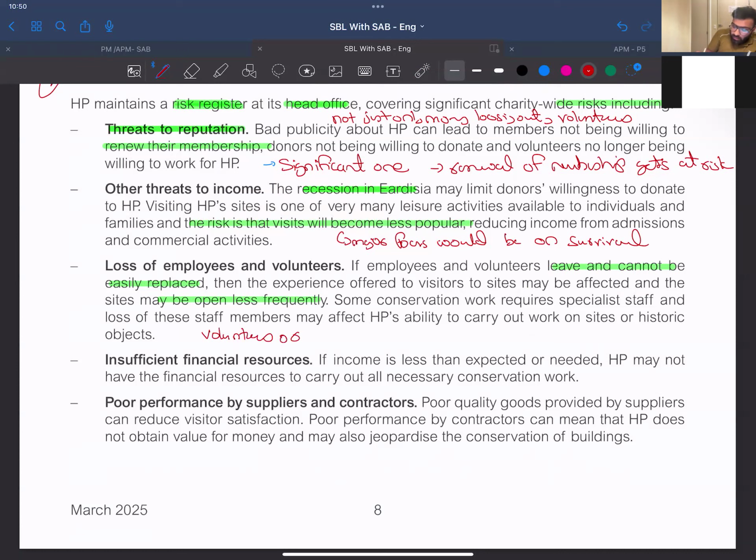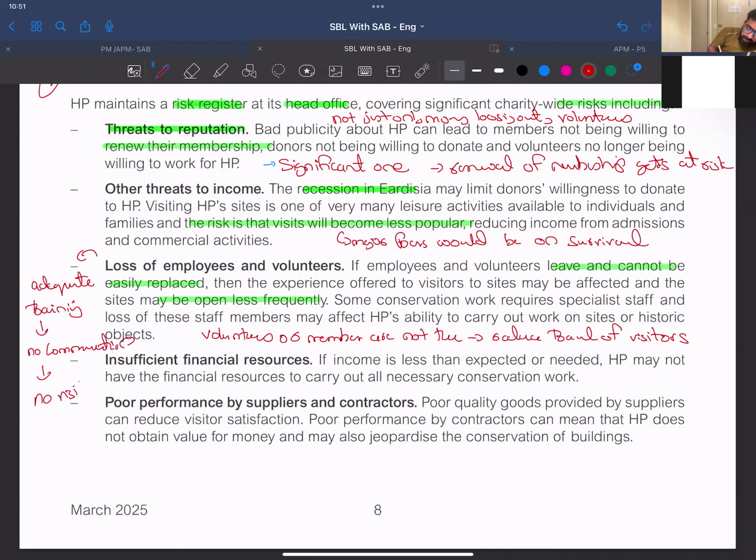or members are not there, it would reduce the travel of visitors, because there might be some visitors who used to come because of that member. And if the members or volunteers keep changing, there's no adequate training, right? If there's no adequate training, that means no communication, and if you're not communicating history, then no visitors as well. So this is again a risk.